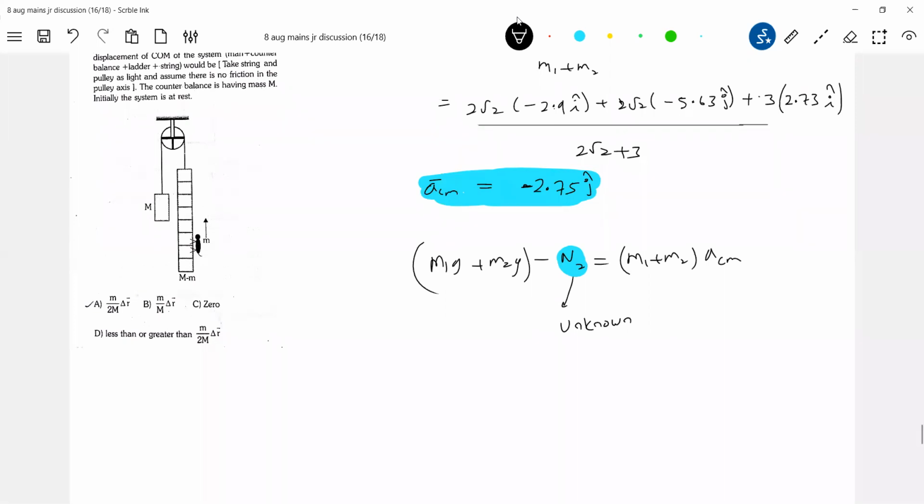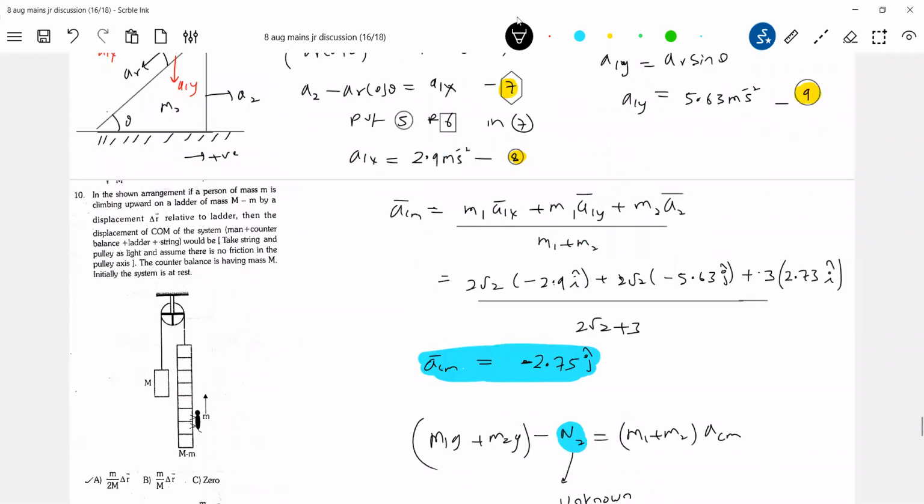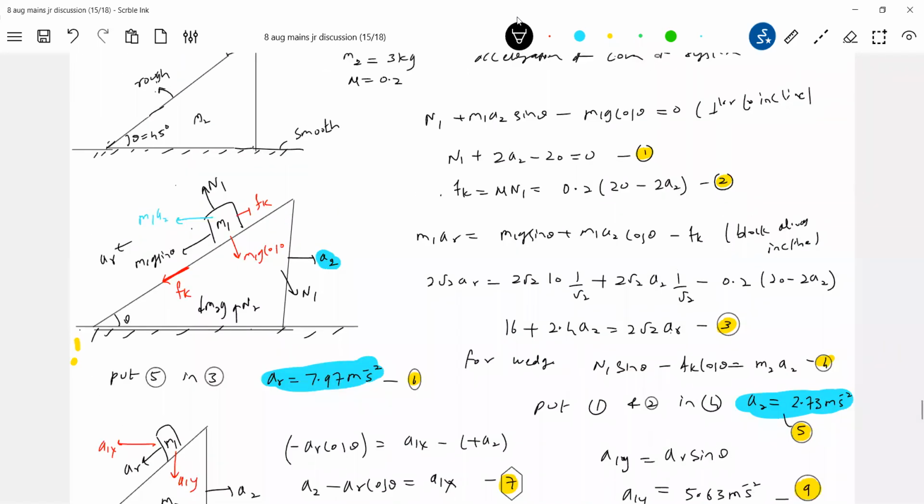So it's very difficult to identify sometimes external forces, internal forces. We never bothered about N2, no? But because of this N2, what happened? M1g plus M2g minus N2 is the resultant force acting downward. That's why the center of mass is accelerating downward.